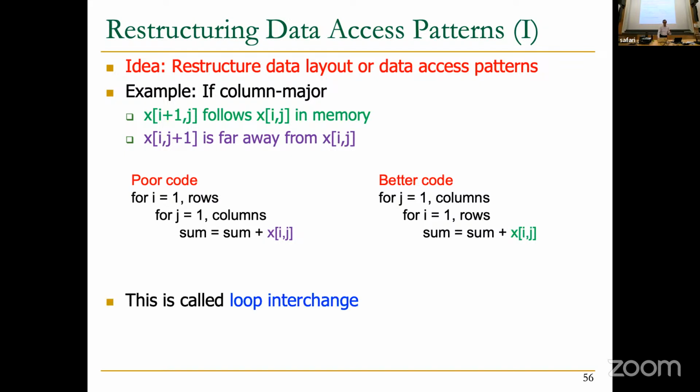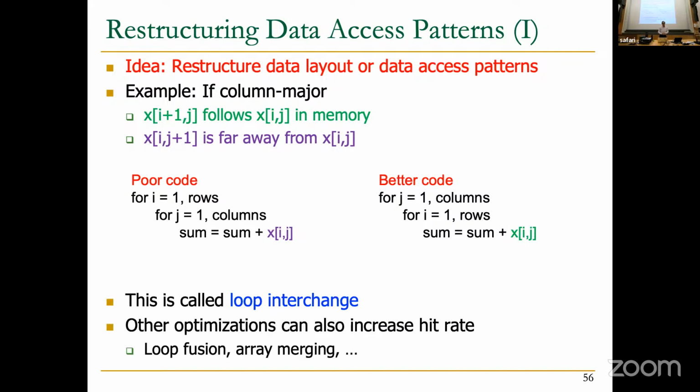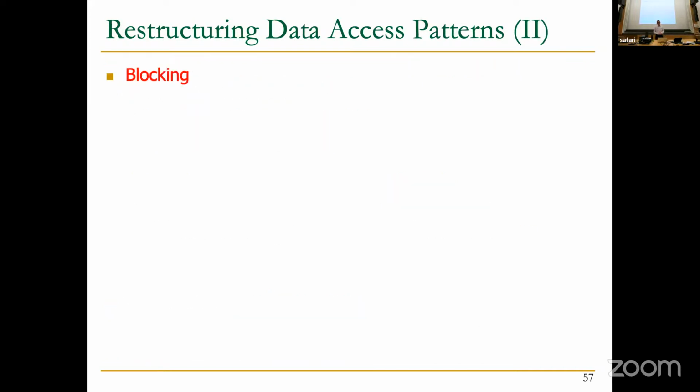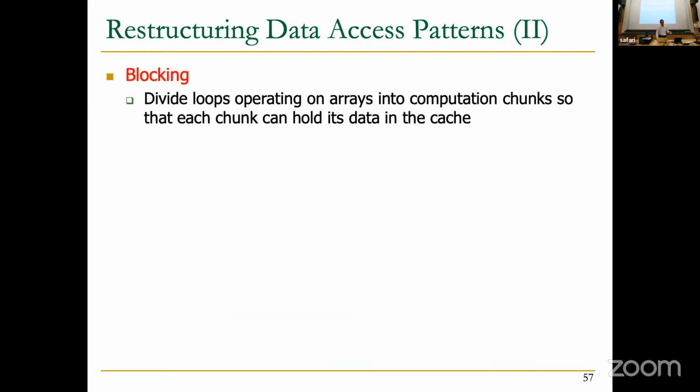Okay, so let's call this loop interchange. There are other optimizations that can increase hit rate, like loop fusion, array merging, etc. Compilers could be able to do this actually if they can disambiguate nicely, but it may not always be possible. Okay, let's take a look at another example, blocking. I've already given you the idea actually.